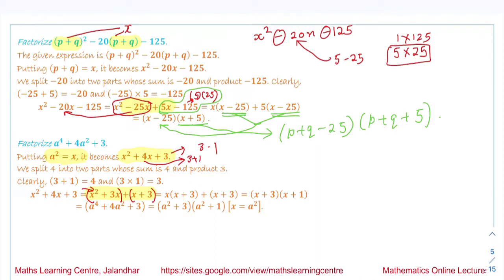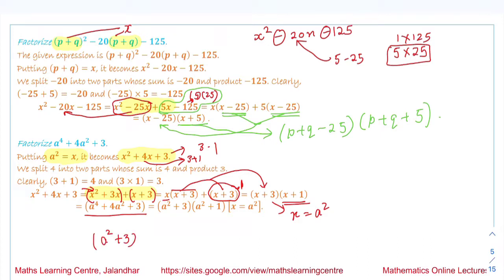From the first group we take x common and we are left with x plus 3. In the second group we have x plus 3 into 1. So when you take x plus 3 common from these two terms, what we are left with is x plus 1. Now we substitute x equal to a square. So the final answer you will get is (a square plus 3) into (a square plus 1).